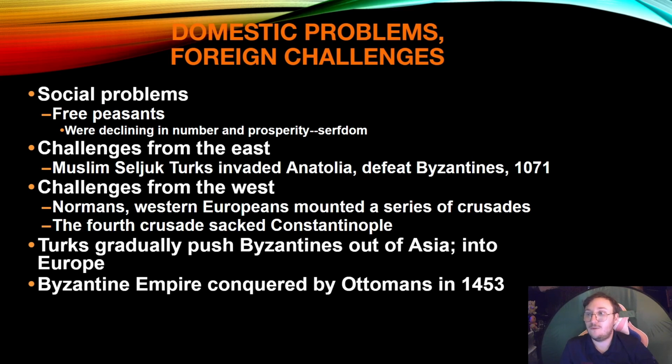And then in the Fourth Crusade, the Western Europeans sacked Constantinople. And eventually, the Seljuk Turks are going to push the Byzantines out of Asia and kind of firmly keep them in Europe. And by 1453, the Byzantine Empire is conquered by the Ottomans.